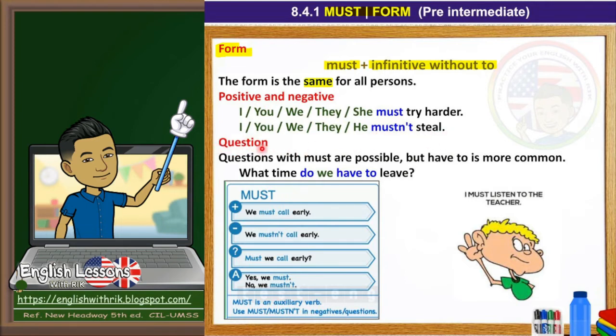Question. Questions with must are possible, but have to is more common. What time do we have to leave?